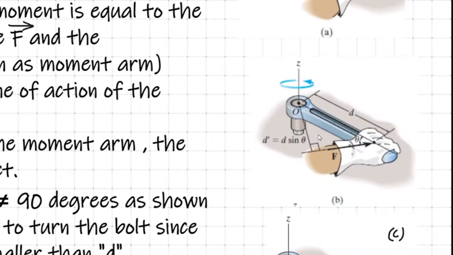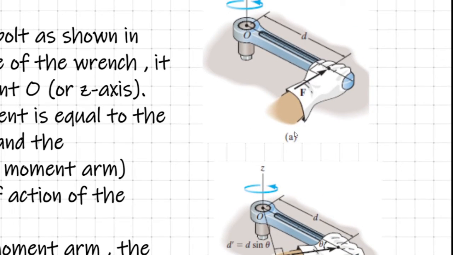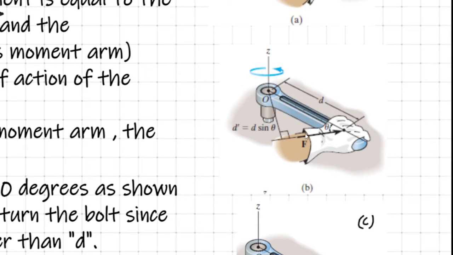Now here is shown another case. Look here, in case A, the force F is applied perpendicular to the handle of the wrench. In case B, on the other hand, the force F is applied at an angle theta to the handle of the wrench. In this case, the perpendicular distance measured from the point O onto the line of action of the force F will be D into sine theta. It is not D, which means that where the force is applied at an angle theta, the value of the moment arm reduces from D to D sine theta.